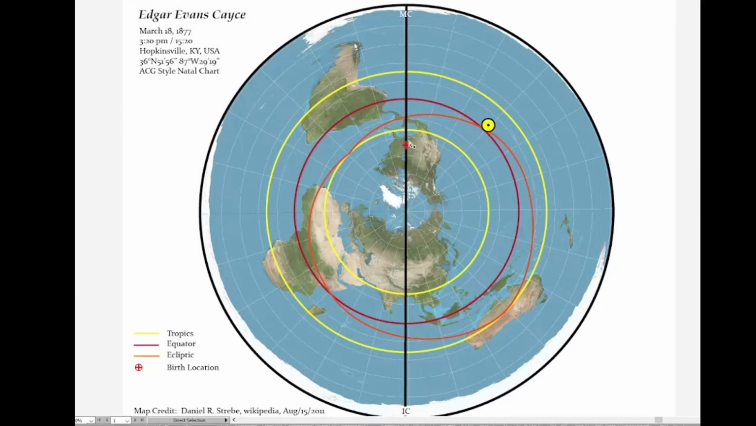So here's America, here's his birthplace, we're looking south, that's east, that's west. His sun, remember, was about over here. He was born on March 18th, so that's right at the very end of Pisces. That's right before the spring equinox, when the sun moves into Aries. So I put his sun just below the red line of the equator here, and as it crosses over, then you'd be into Aries. So he's somewhere around here, and your tropics are here.